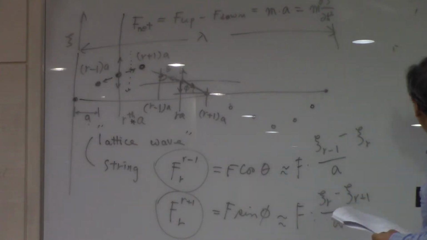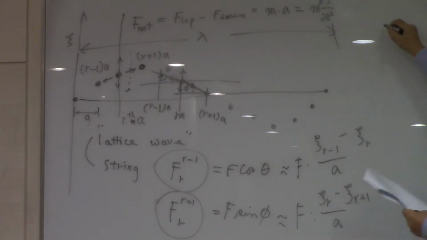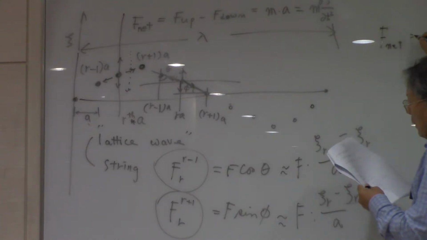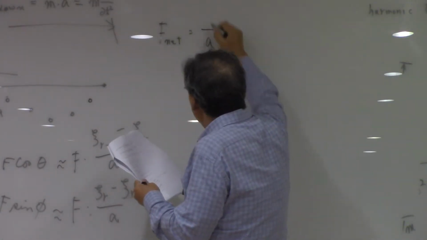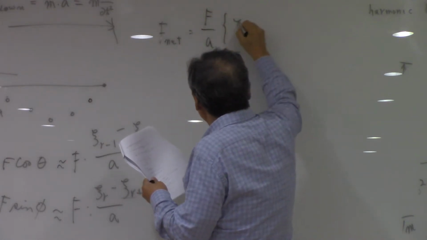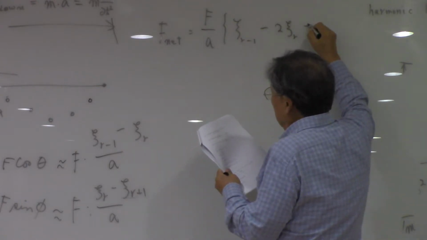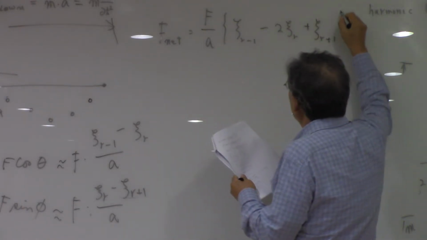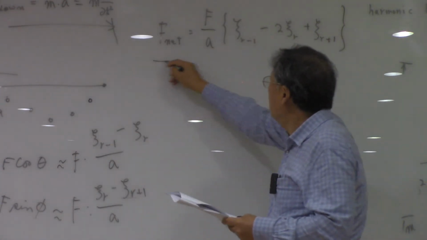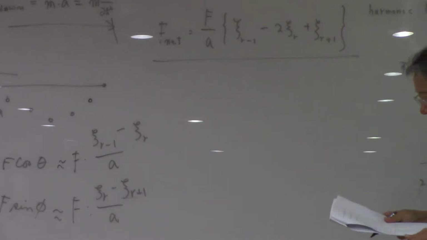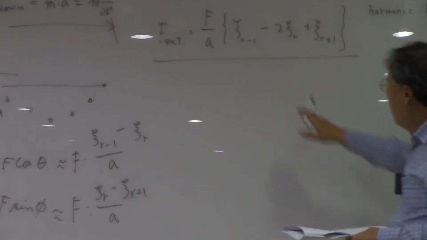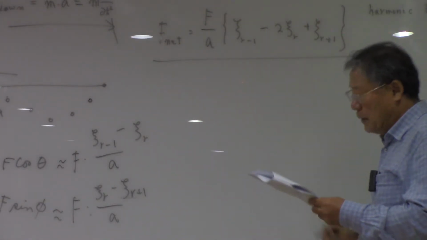So F net is going to be A over F, psi r minus 1 minus 2 psi r plus psi r plus 1. Okay? Now, you just have the psi r minus 1 and psi r plus 1.